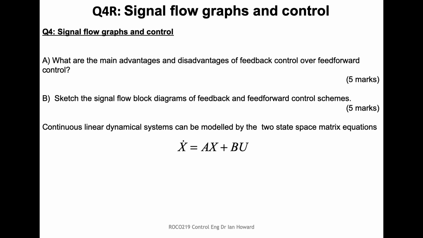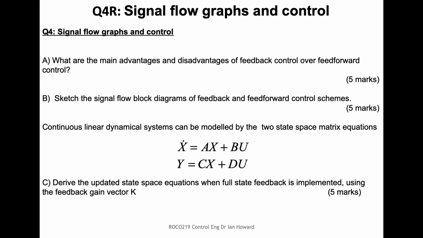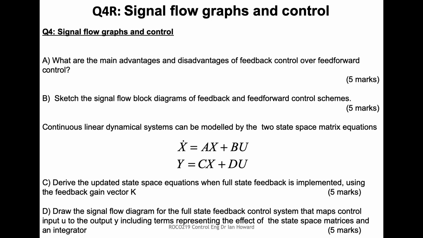We're given, in fact, we should know what the state space equations are for a state space model: x dot equals Ax plus Bu, y equals Cx plus Du. And it's asking us now to derive the updated version of these when we employ full state feedback using a feedback gain of K. Then it's basically asking us to draw the signal flow diagram for full state feedback control.